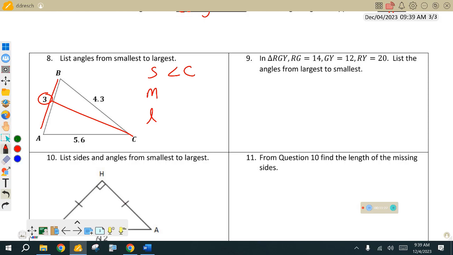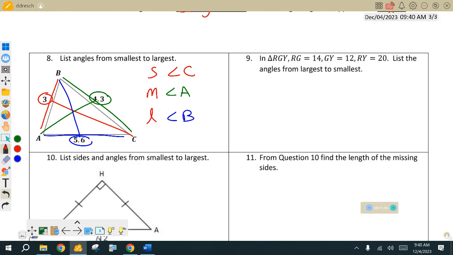Medium is 4.3, BC. B and C did not include A. That is correct. And then process of elimination says my largest one is B. It's part of AC, and AC is going back to angle B. It's opposite angle B. I don't want to say that's it, but that's essentially it.